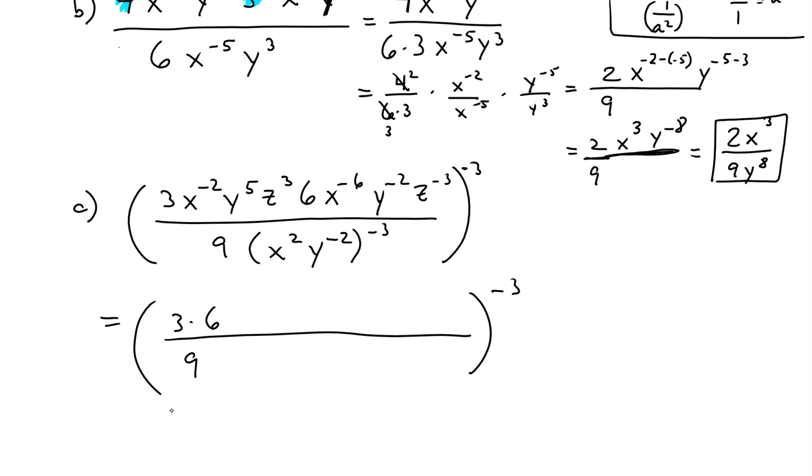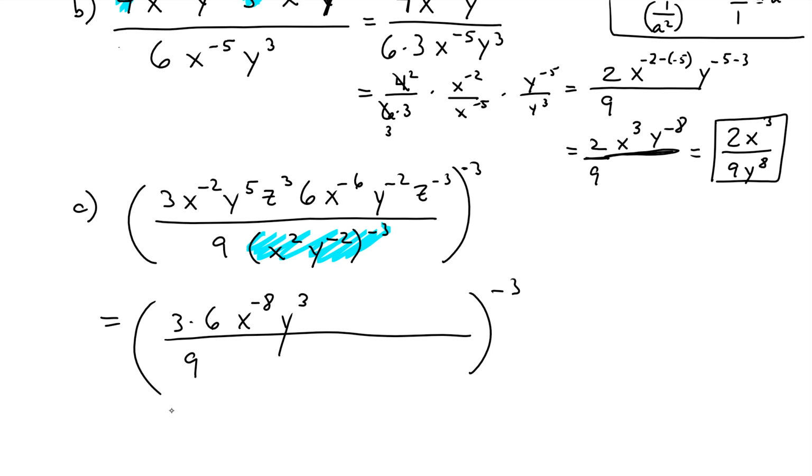x, I've got x to the minus 2, x to the minus 6. So this is x to the minus 8. y, like I said, it's easier to go about this in alphabetical order so that you don't forget anything. I've got y to the 5, y to the minus 2, so that's y cubed. And for z, I've got z to the minus 3 times z to the minus 3, that's 1. So that cancels out.